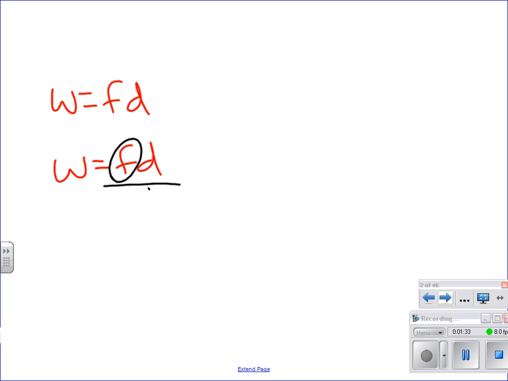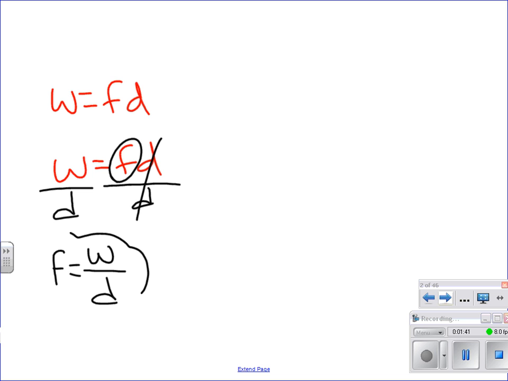And just to do that algebra for you, if work equals force times distance, and I want to solve for force, since these two numbers are multiplied, I do the opposite to get rid of the other thing there. So that would be divide by d. Anything you do to one side, you have to do to the other. So force is work divided by distance. Okay, force is work divided by distance.